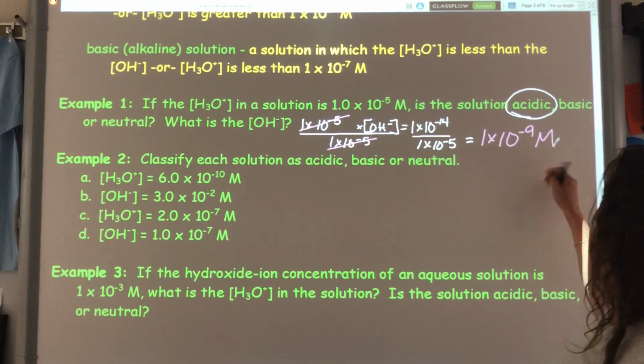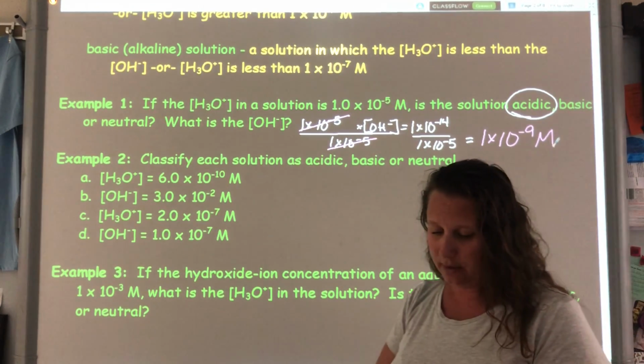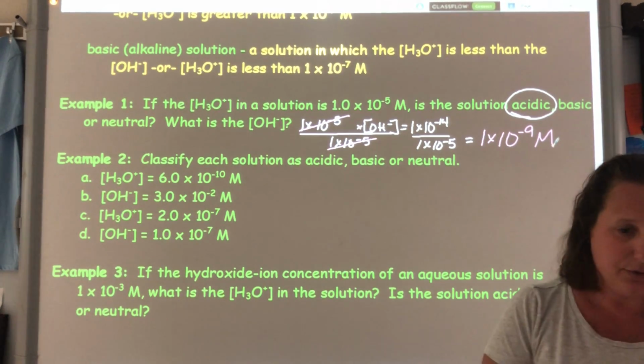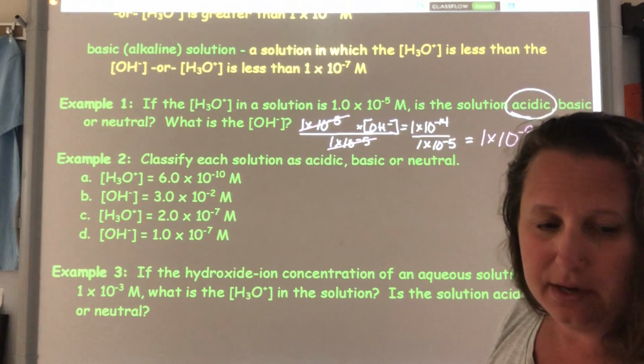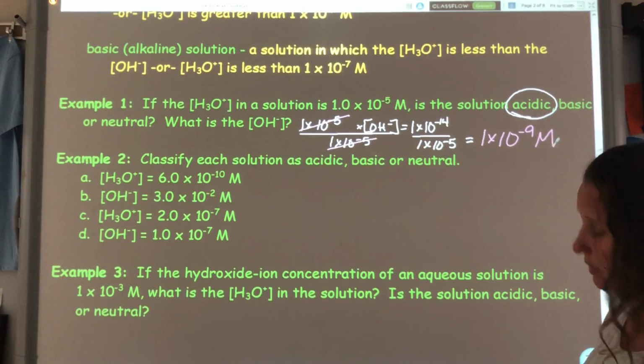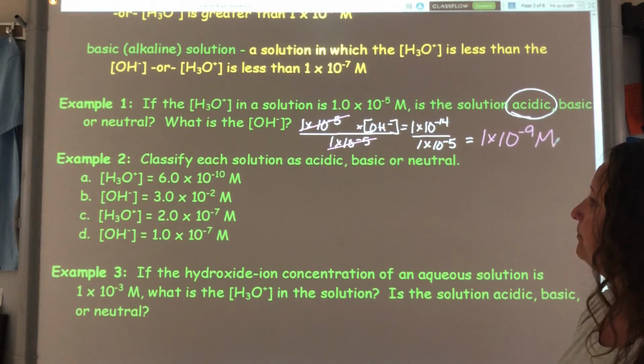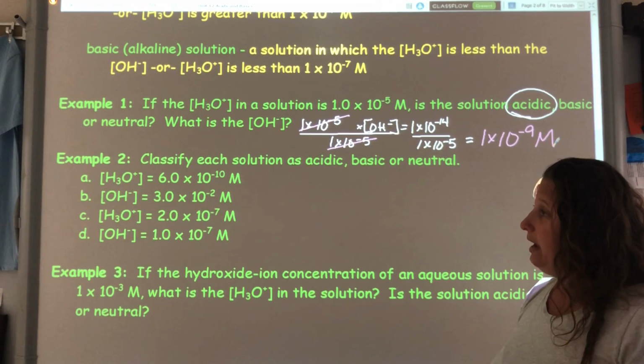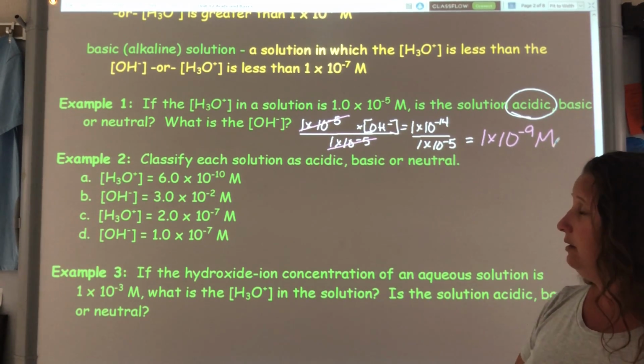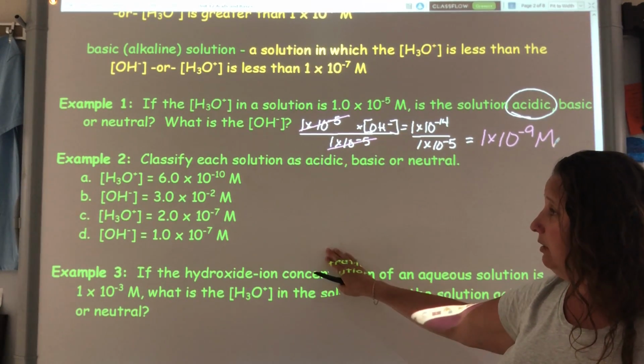And again, we do need to keep our units on here as well. And so we have units of molarity. So that's what the concentrations are actually equal to. Okay, so again, we should go ahead and do all of the rest of these.